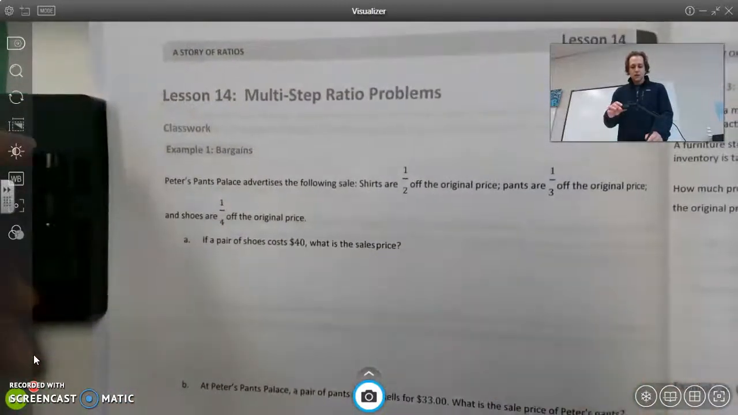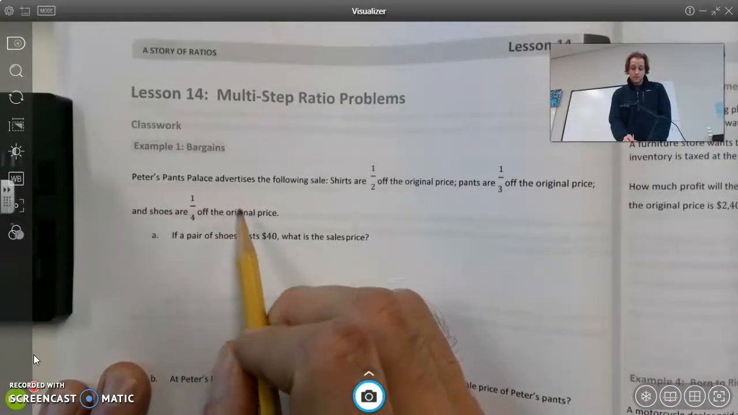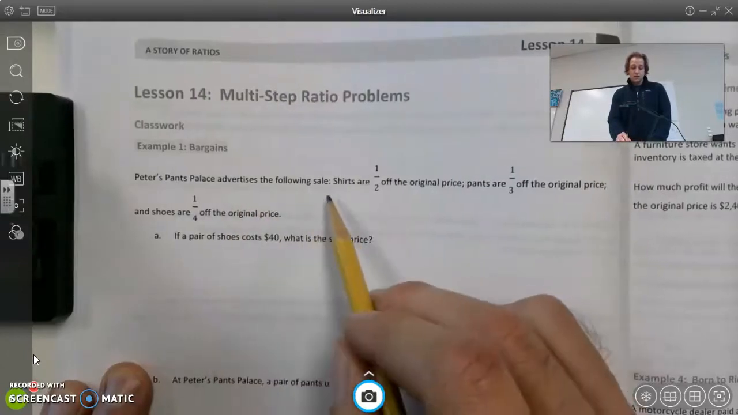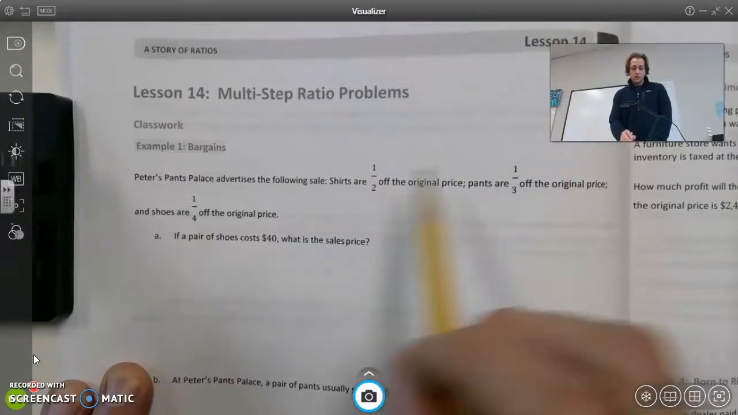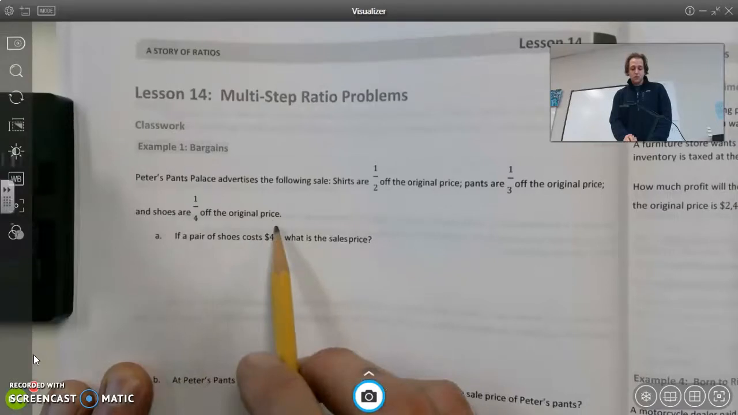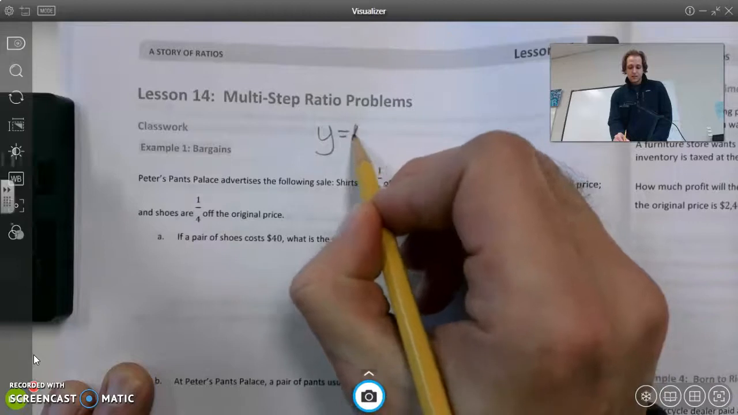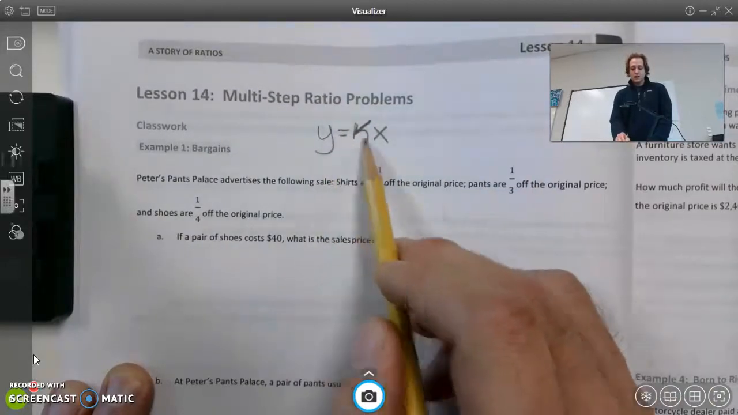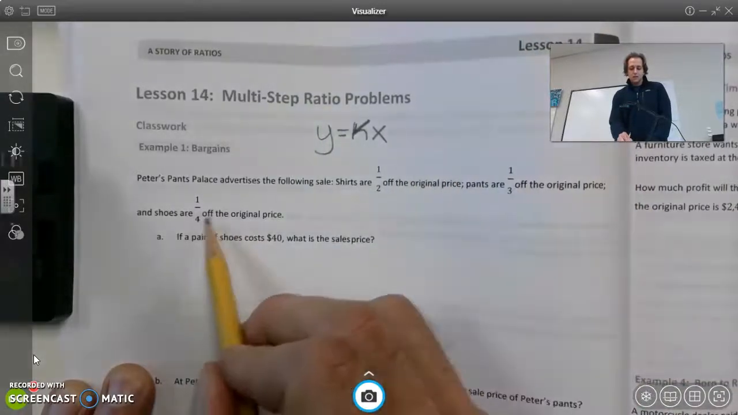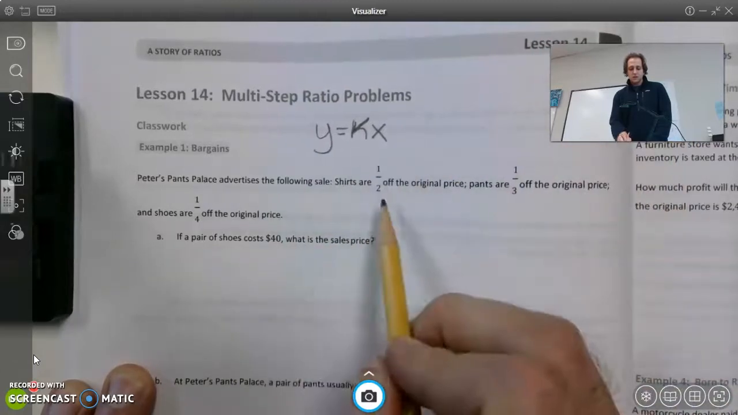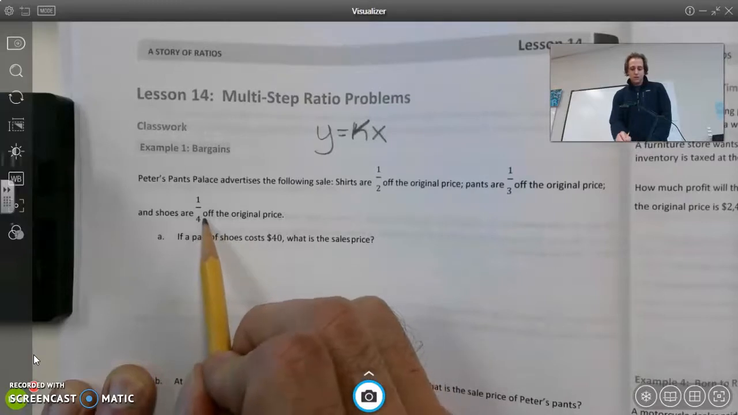Okay, so let's look at example 1, and it talks about Peter's Pants Palace. They have the following sales. Shirts are 1/2 off the original price, pants are 1/3 off of the original price, and shoes are 1/4 off of the original price. So there is a proportional relationship that exists where y is equal to kx. Let's actually do 1/4. I don't like 1/2 because the discount and the new price are going to be the same, but 1/4 is a good example.